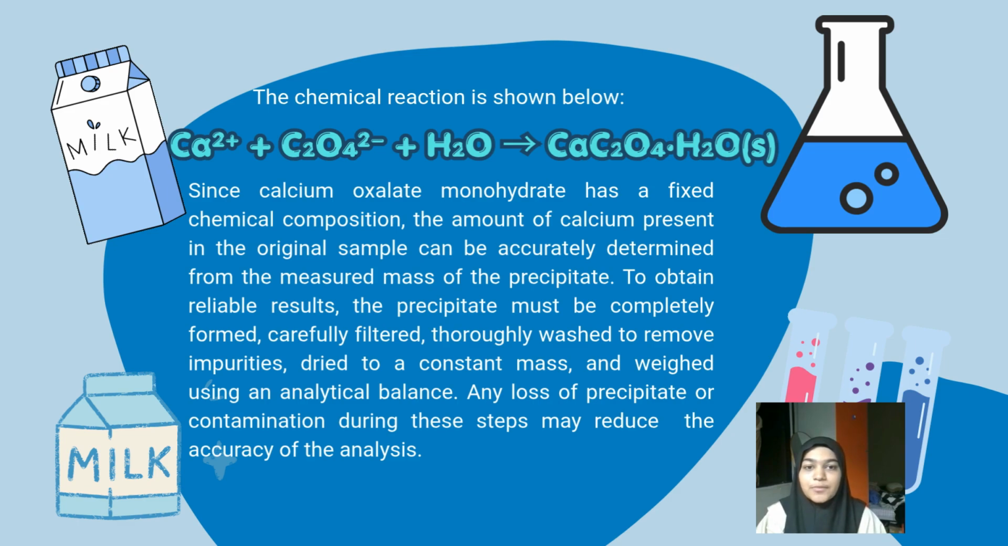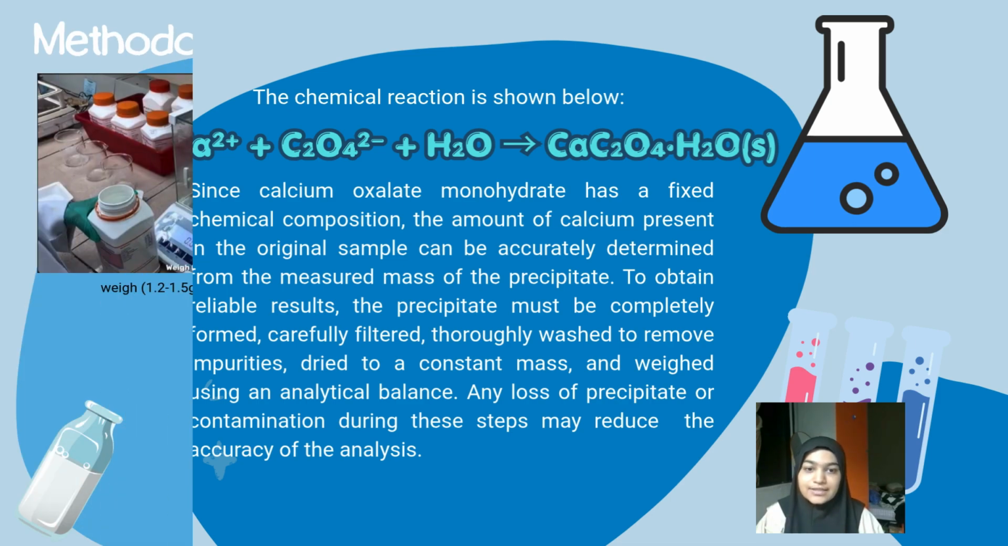Since calcium oxalate monohydrate has a fixed chemical composition, the amount of calcium present in the original sample can be accurately determined from the measured mass of the precipitate. To obtain reliable results, the precipitate must be completely formed, carefully filtered, thoroughly washed to remove impurities, dried to a constant mass and weighed using an analytical balance. Any loss of precipitate or contamination during these steps may reduce the accuracy of the analysis.